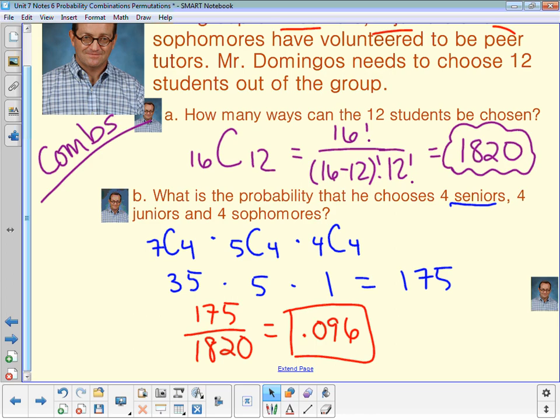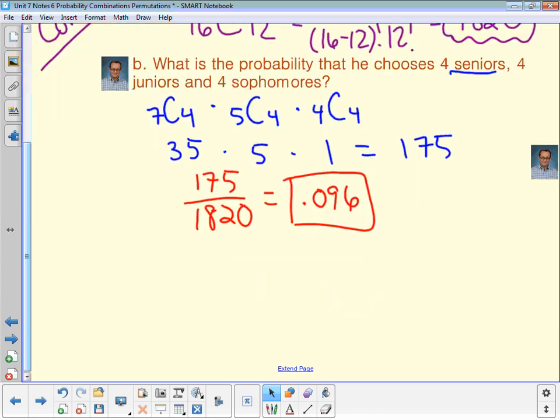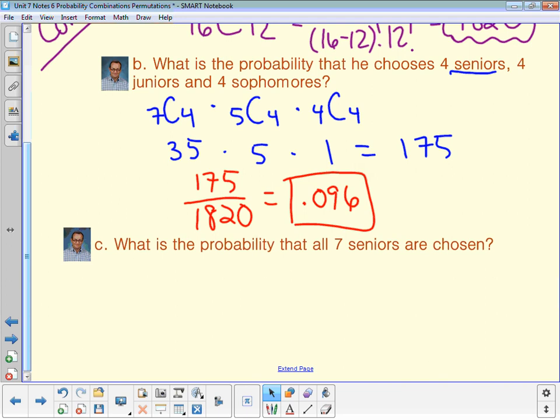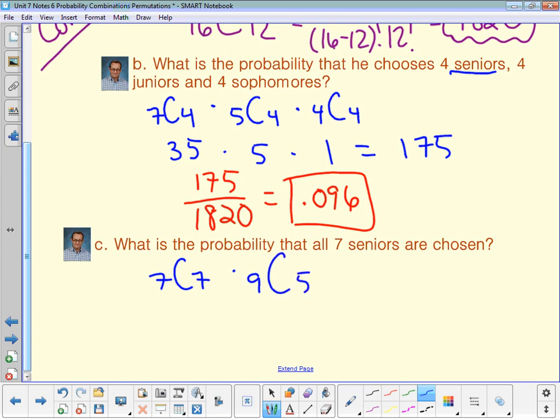Okay, let's find the next one. Part C. What's the probability that all 7 seniors are chosen? Okay, now keep in mind we're choosing 12 people, but we want to know how all 7 seniors can be chosen. So we're choosing all 7 of the seniors, so that's 7C7. Now we have to think about the rest of the group. There's 7 seniors, there's 9 students in the rest of the group. Out of those 9 students, I'm going to have 5 of them that I have to choose. So I have 9C5 because I already picked 7 seniors. So I need 5 others because that 7 and 5 is going to give me the group of 12.